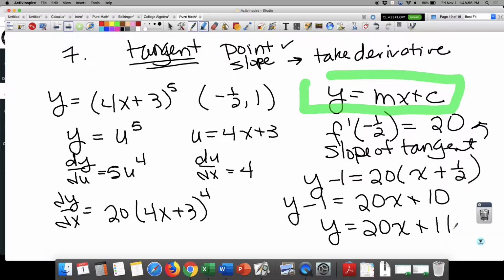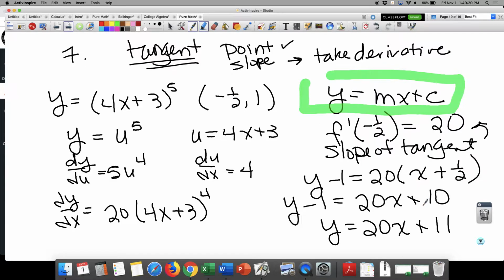I have no idea where you got that other stuff. All right, I distributed the 20. 20 times x is 20x. 20 times 1/2 is 10. But where did you get the x plus 1? Oh, that's the point slope. y minus y1 equals your slope times x minus x1.